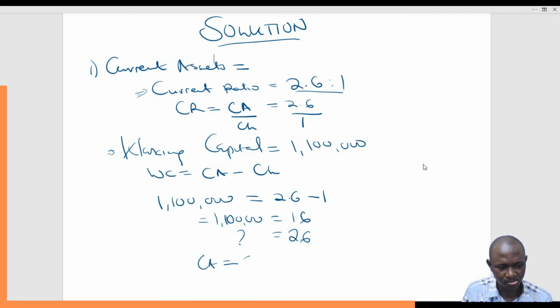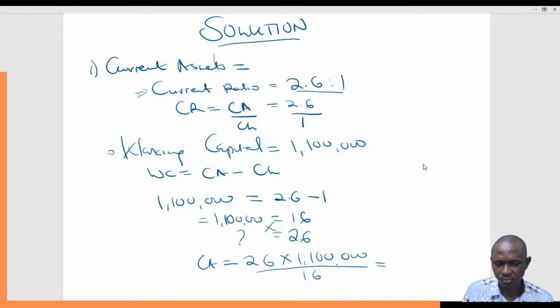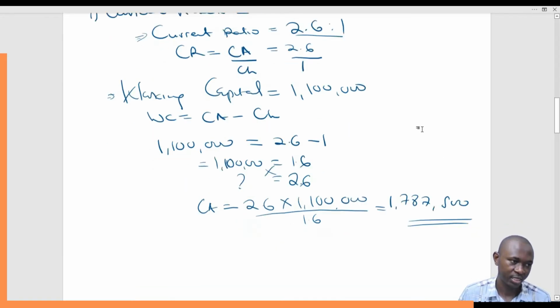So we cross multiply. 2.6 times 1.1 divided by 1.6, this is cross multiplication. That gives us 1,787,500. So these are our current assets. And we are done, just like that.